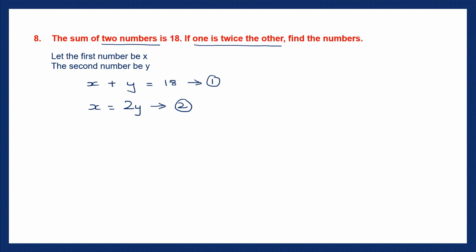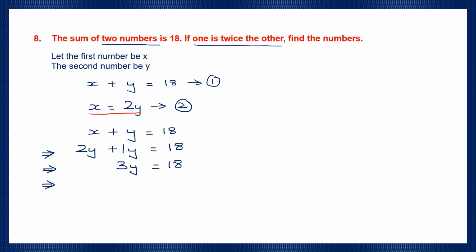We're going to use this in the first equation. So let's take the first equation again. X plus y is equal to 18. Now we are going to substitute for x because here it says x is equal to 2y in the second equation. So here wherever we have x, we're going to write 2y. 2y plus y is equal to 18. So now 2y plus 1y, 2 plus 1 is 3. 3y is equal to 18.